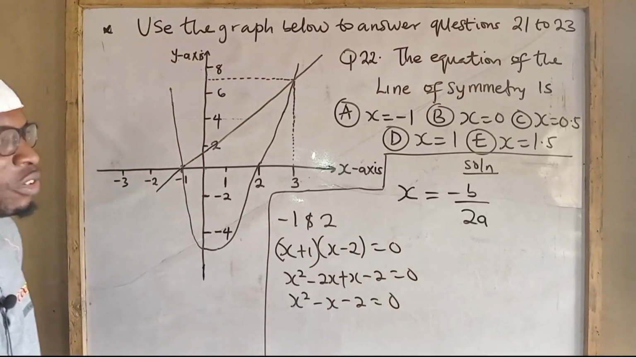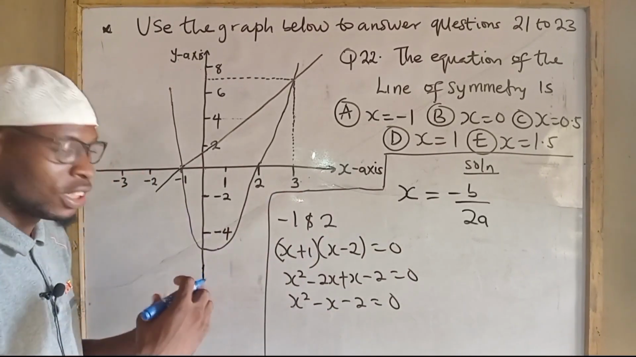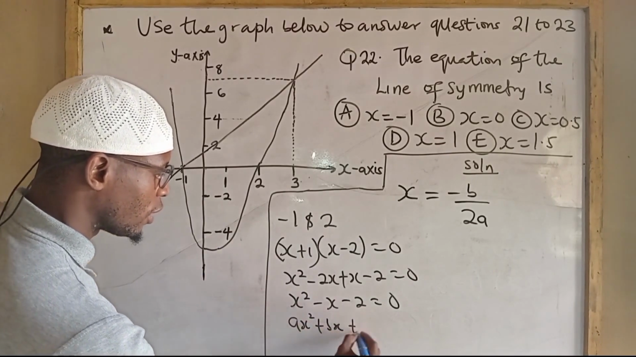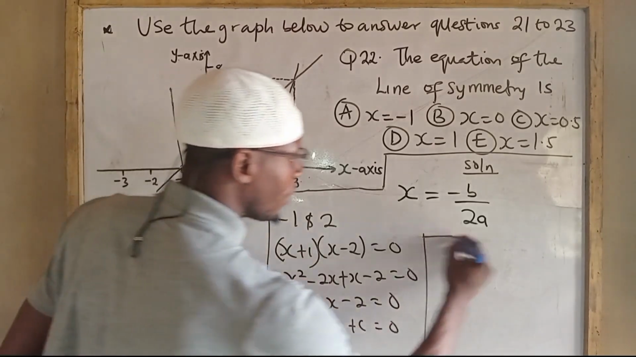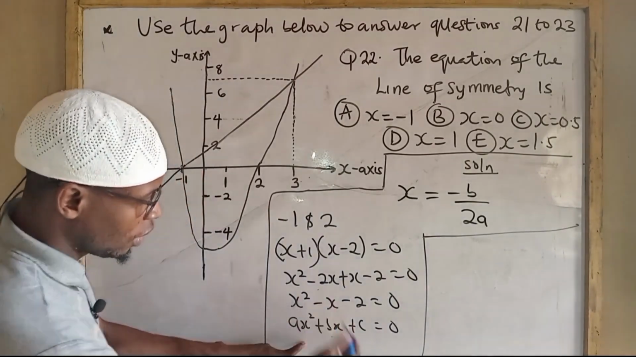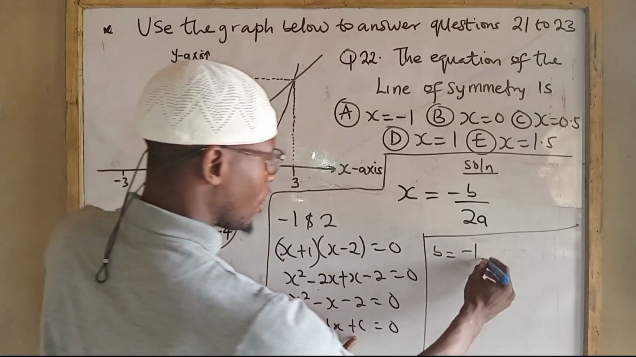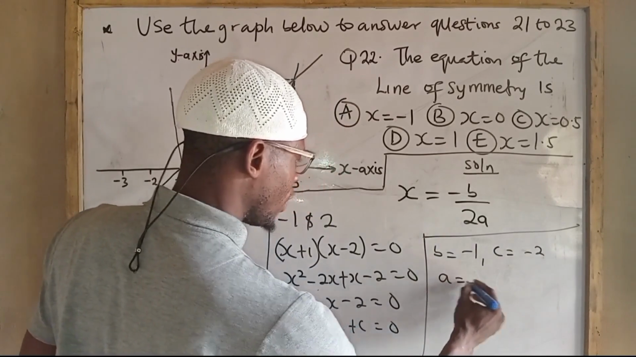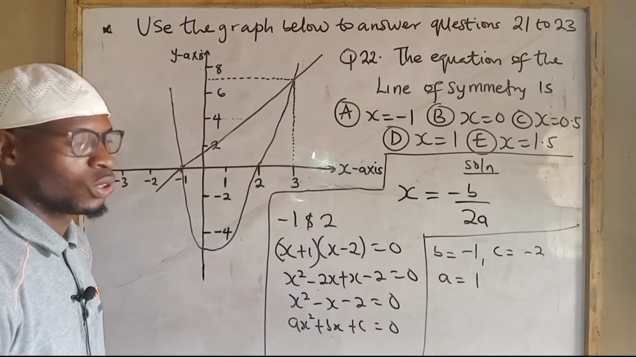To get the values of a and b from this equation, you just use the normal quadratic expression, ax squared plus bx plus c equals 0. You equate them. If I equate these two, I will have b equal to -1, c equal to -2, and don't forget a is equal to 1. So the question is solved.